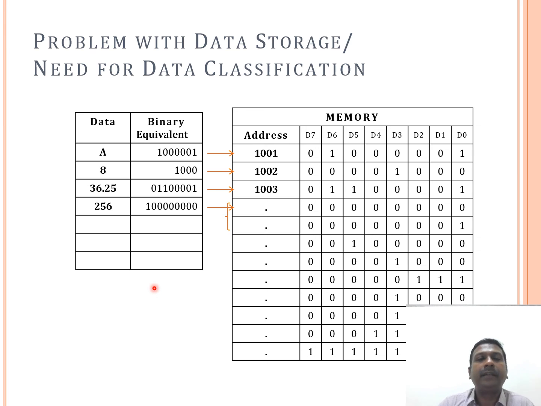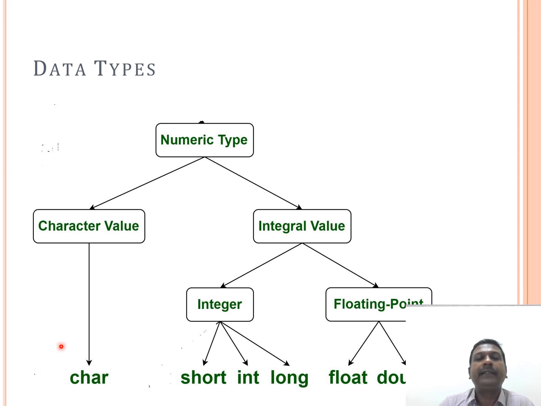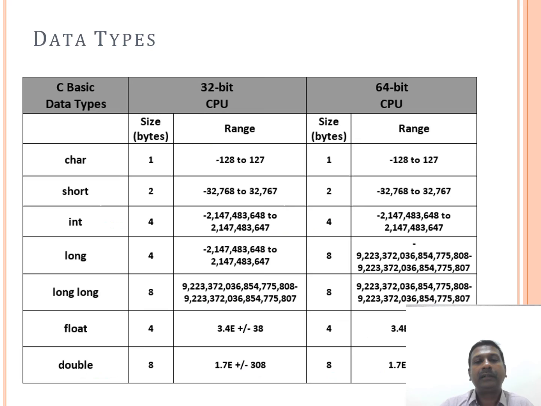For that reason, we classify the data into different types, like character data type, integer data type, floating point data type. Otherwise information will get clumped into the memory. To avoid that, we go for classifying the data into different types, and these are the different types of data supported by the C programming language.